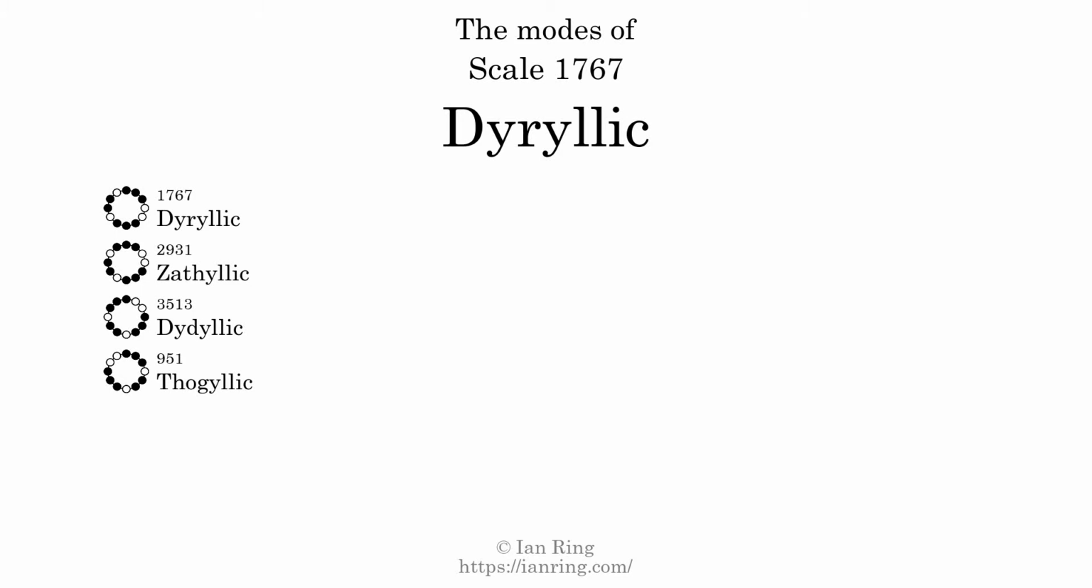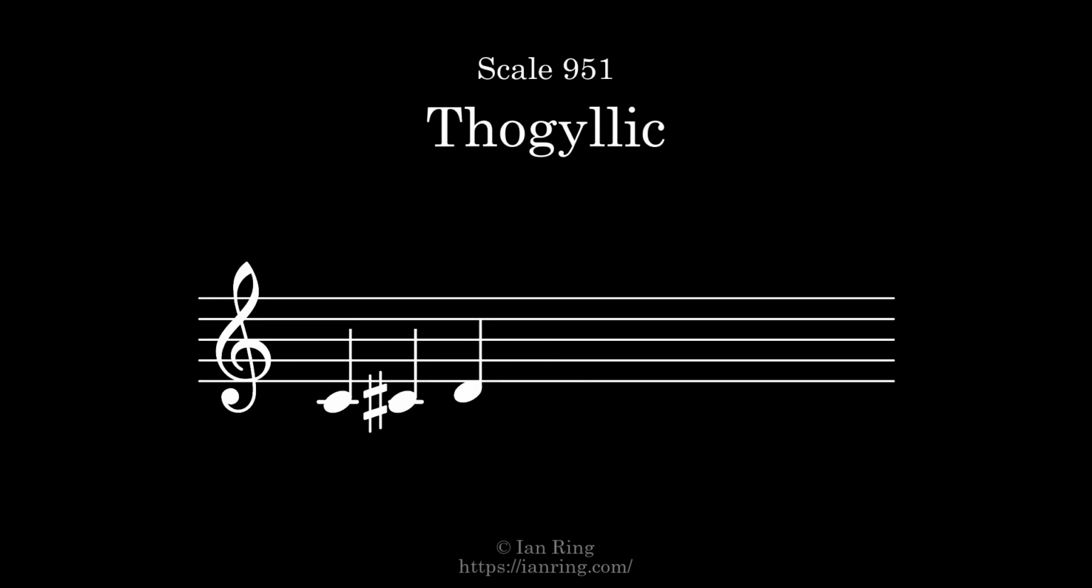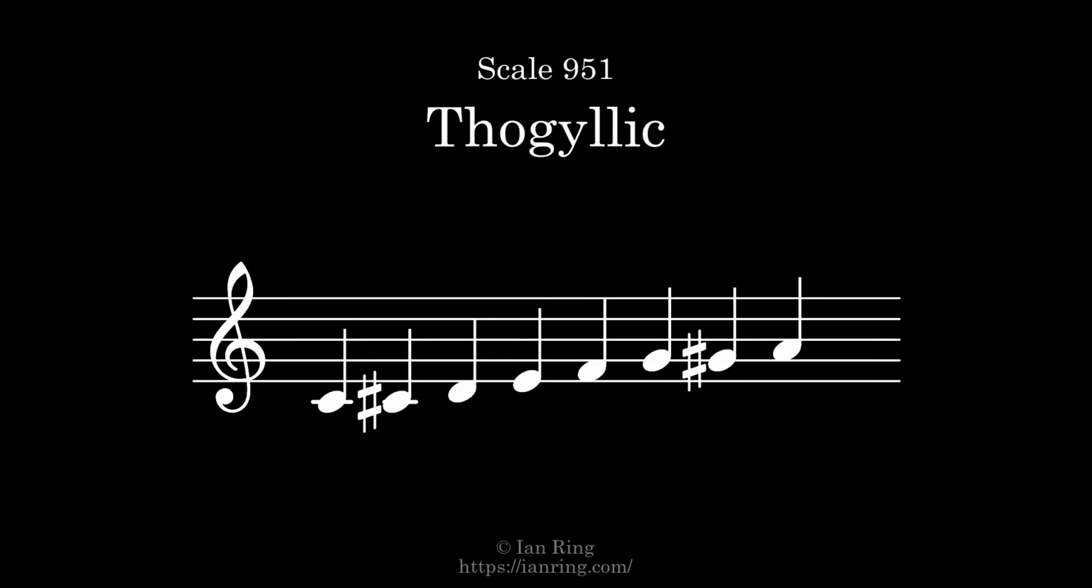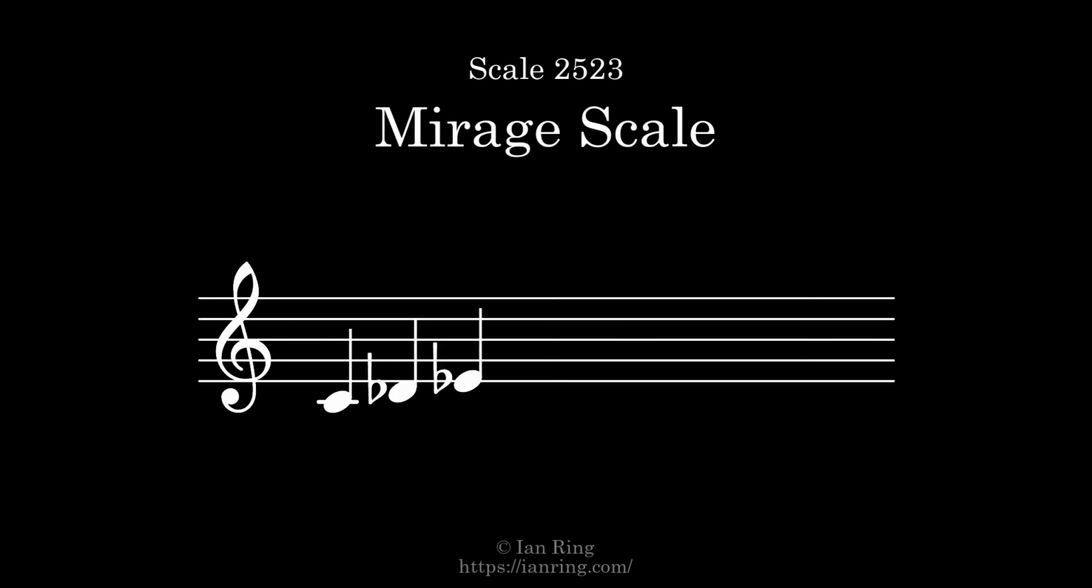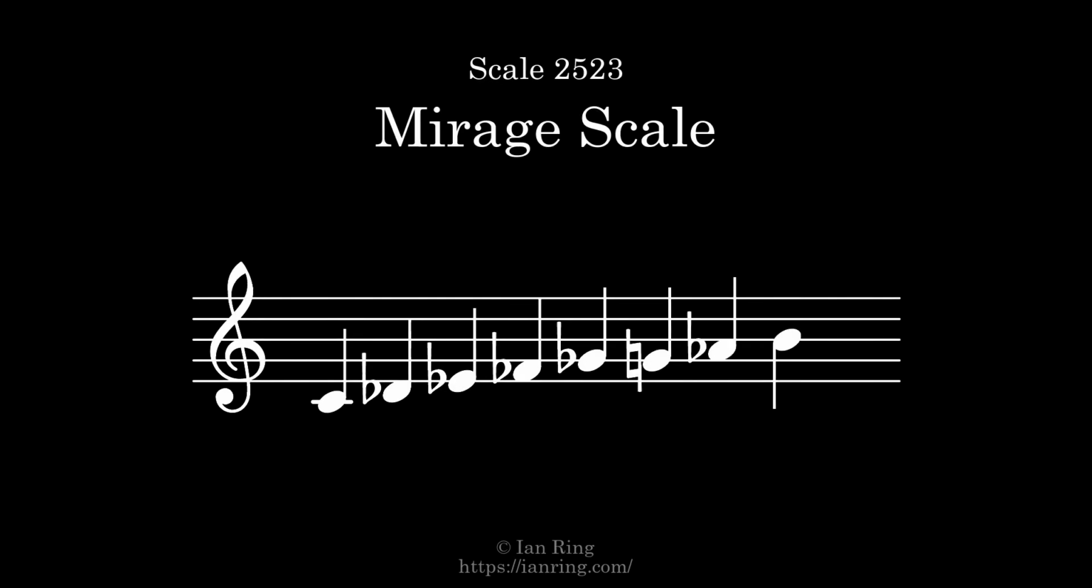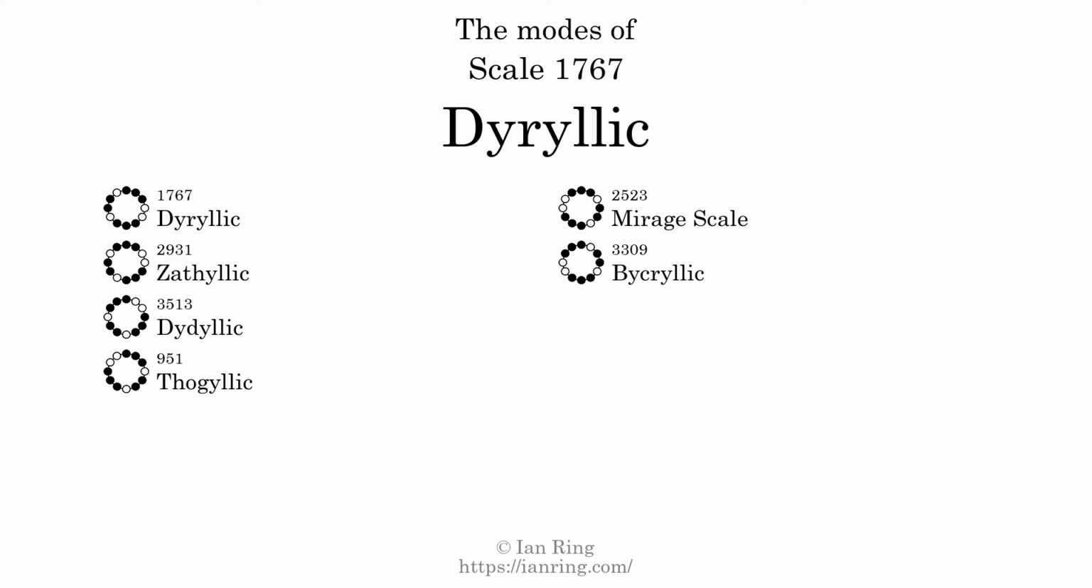The fourth mode is scale 951, also known as Dyryllic. It sounds like this. The fifth mode is scale 2523, also known as mirage scale. It sounds like this. The sixth mode is scale 3309, also known as bicrylic. It sounds like this.